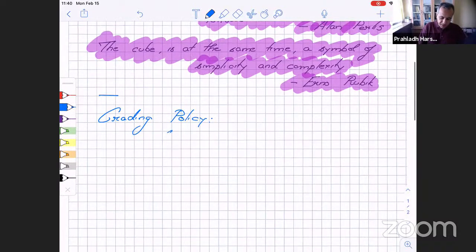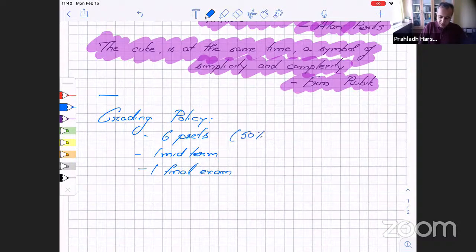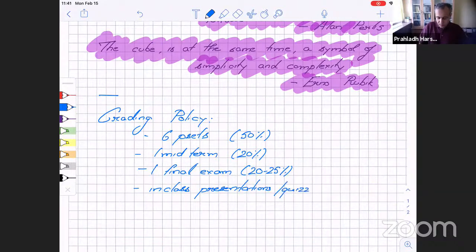So the grading policy: we're going to have 6 problem sets, 1 midterm, and 1 final exam. Roughly, the problem sets will be 50% of the grade, the midterm 20%, and the final some 20 to 25%. Then there are in-class presentations and quizzes, and we might have some quizzes during the lectures, which will be another 5 to 10%. The 6 problem sets will be graded on the best 5 of 6.